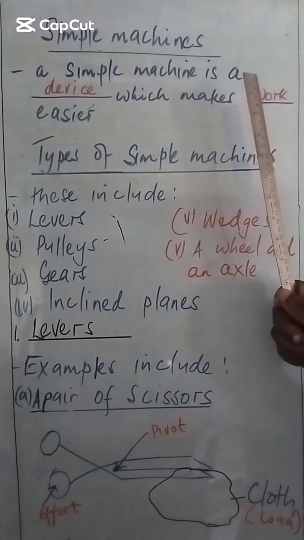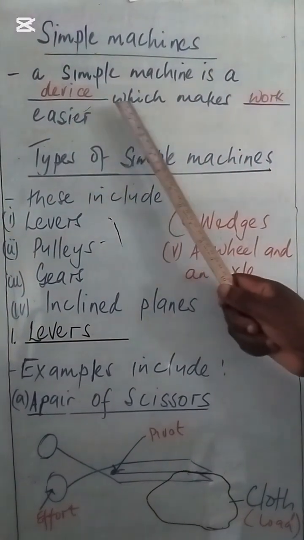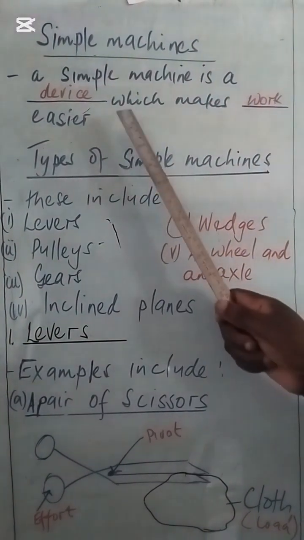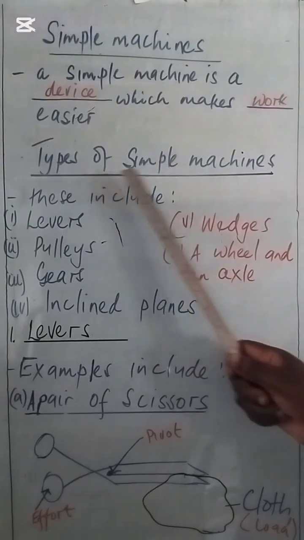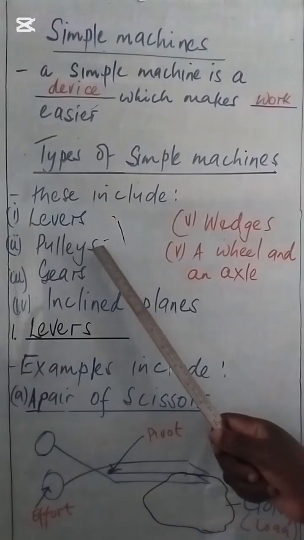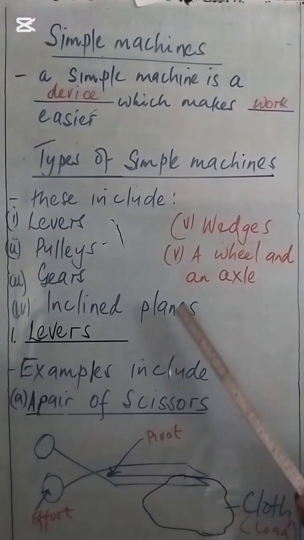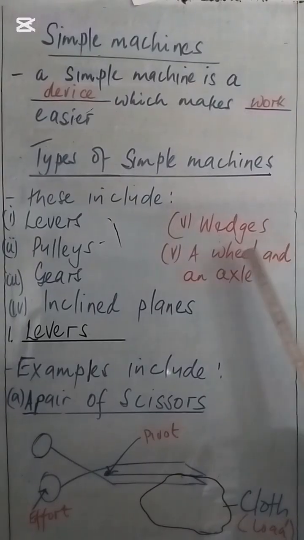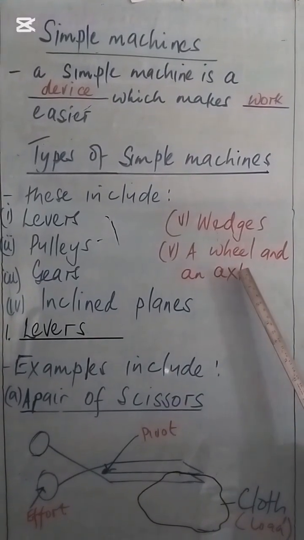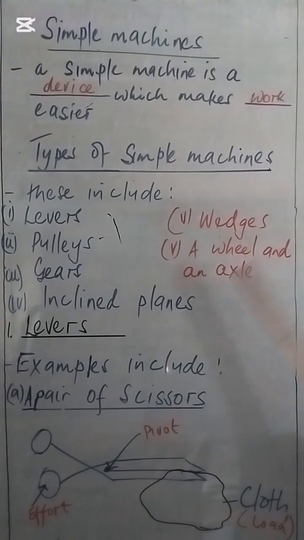Simple machines today. A simple machine is a device which makes work easier. Types of simple machines include levers, pulleys, gears, inclined planes. We also have wedges, a wheel and an axle as machines, but we are not going to cover them in this topic.